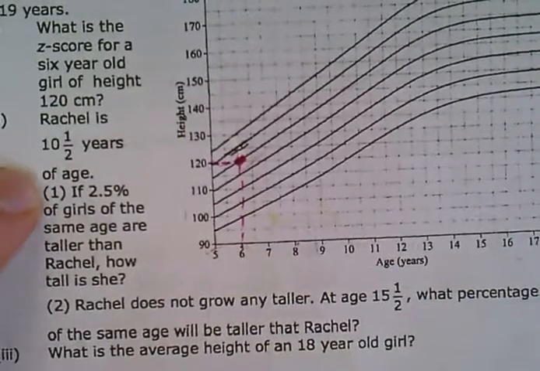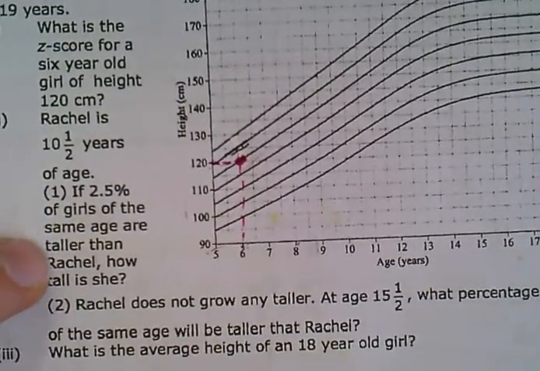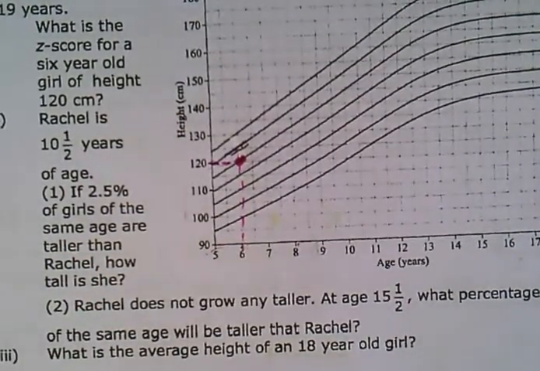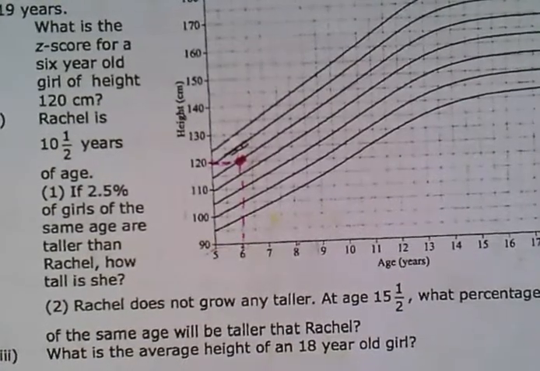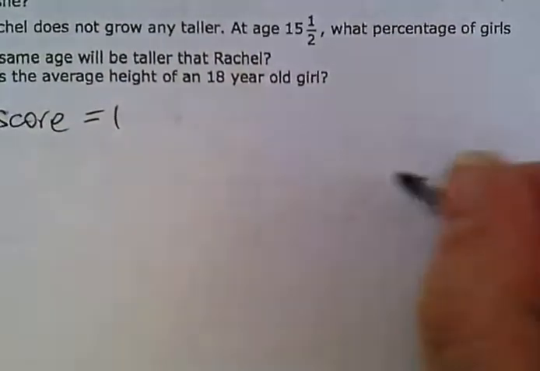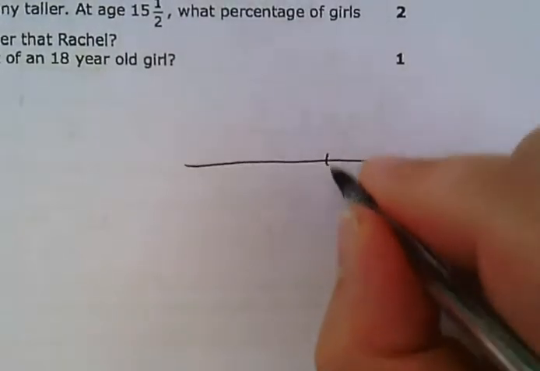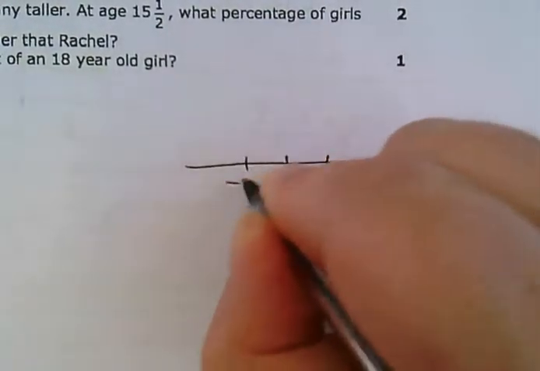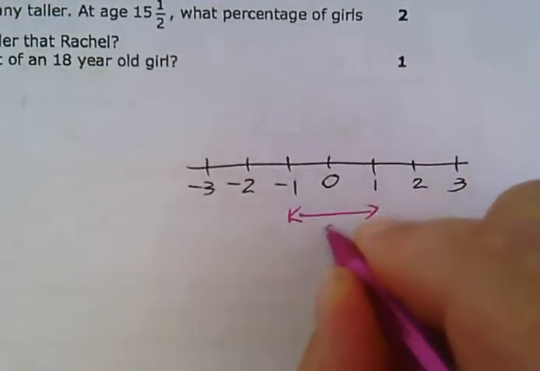Next question, Rachel is 10.5 years of age. Now it says if 2.5% of girls of the same age are taller than Rachel, how tall is she? Now we've got to work out what this 2.5% is. Now, it's that last bit. I'm going to just draw a little thing here. So before we can do part 2, let's see what the 2.5% is. I've got z-score 0, 1, 2, 3. Z-score -1, -2, -3. Remember the 3 values that they give you are 68%, remember?